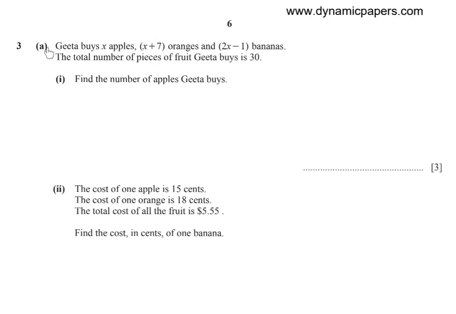Number 3. Gita buys x apples, x plus 7 oranges, and 2x minus 1 bananas. The total number of pieces of fruit Gita buys is 30. Find the number of apples Gita buys. Total number 30, so add them together: x plus 7 plus 2x minus 1 equals 30. Now we can solve for x.